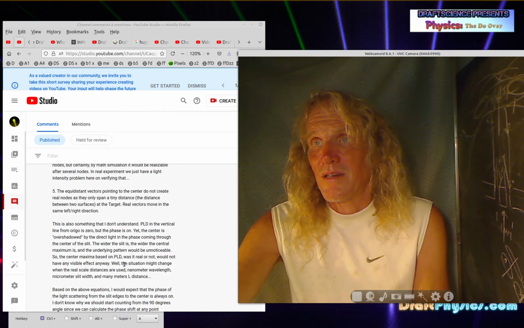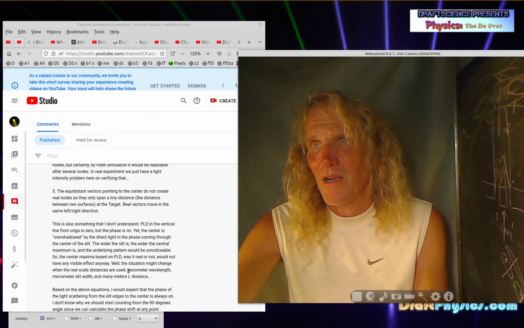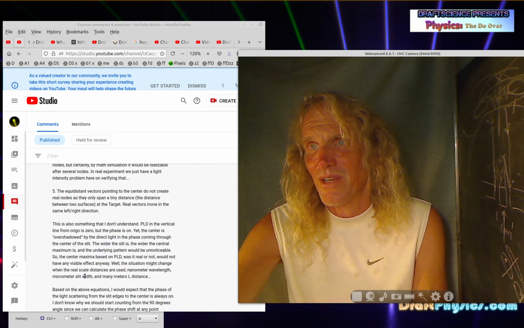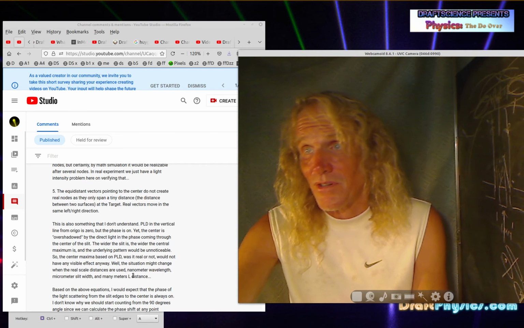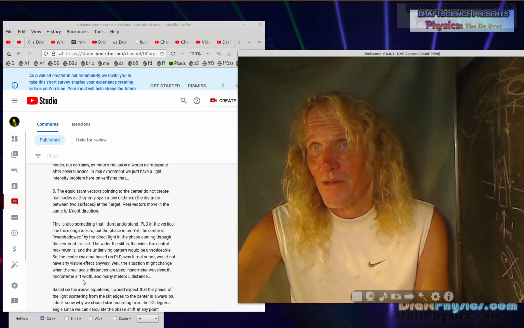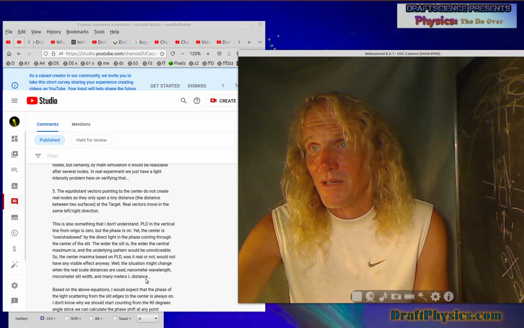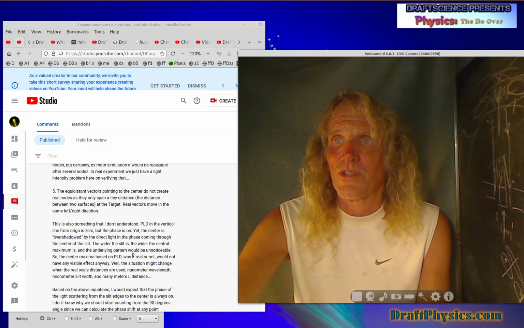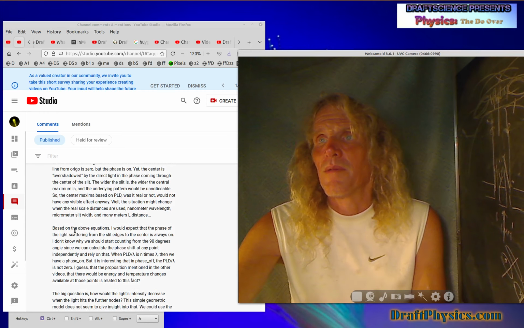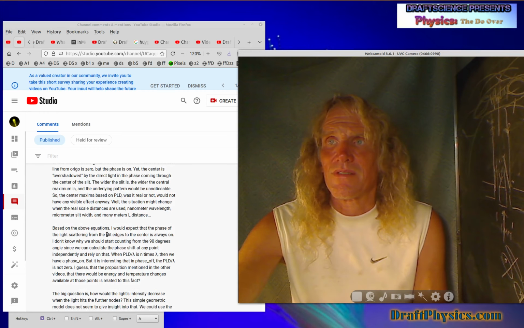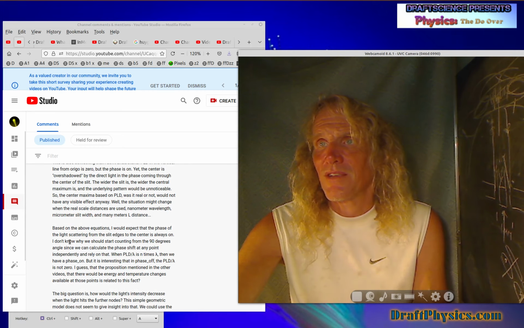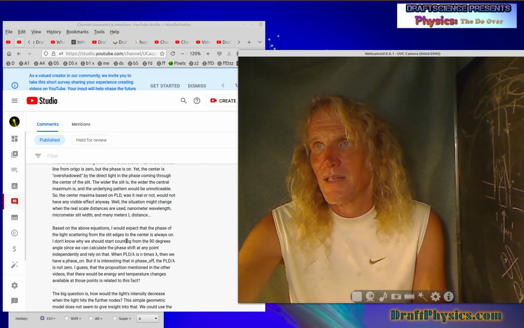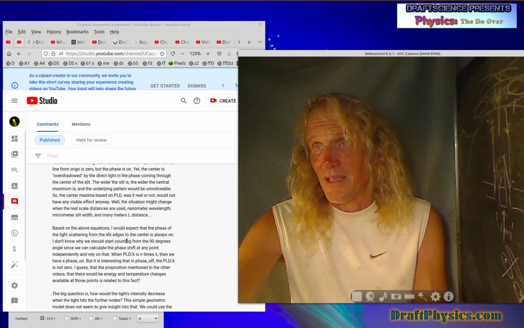Alright, center maxima based on real or not will not have visible effect anyway. Well, the situation might change when the real scale differences are used: nanometers, wavelengths, micrometers, slit widths, and many meters of L distance. So I don't know, that's kind of a wishy-washy statement, but fine. Based on the above equations, screw that, I would expect that the phase of the light scattering from the slit edges to the center is always on.